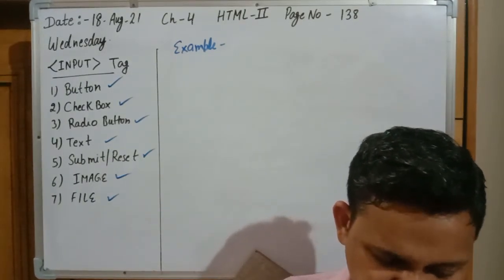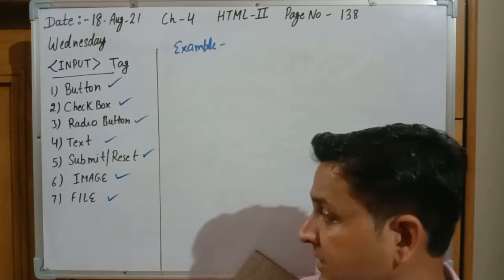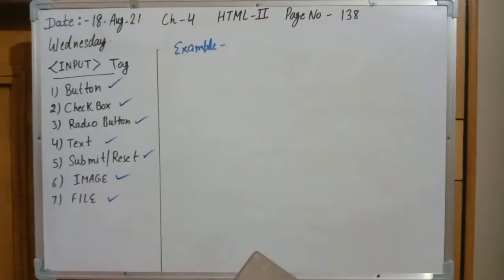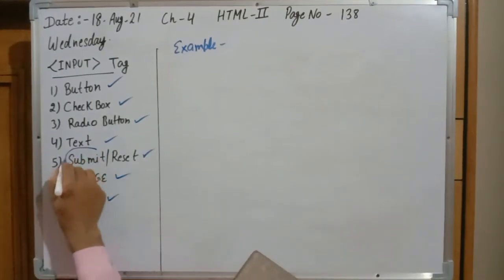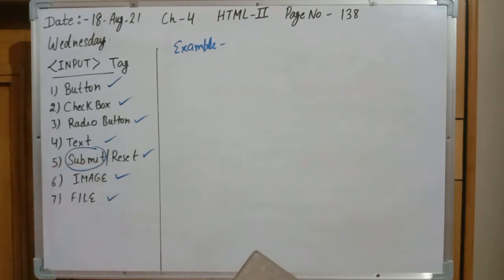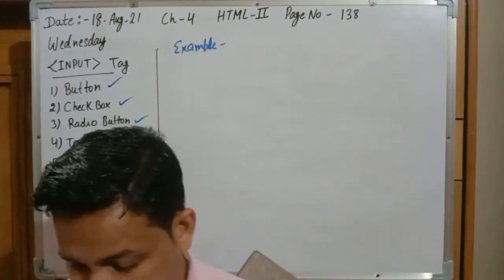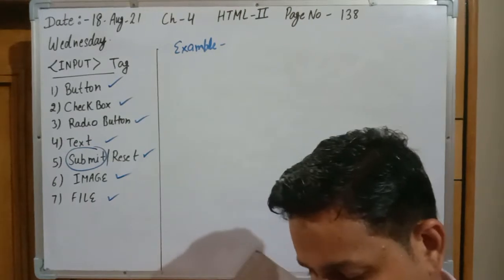Again they have used an input button. Input type is equal to submit. Submit is a type of button that they have prepared to submit the form. So they have written input type is equal to submit and the value is submit.